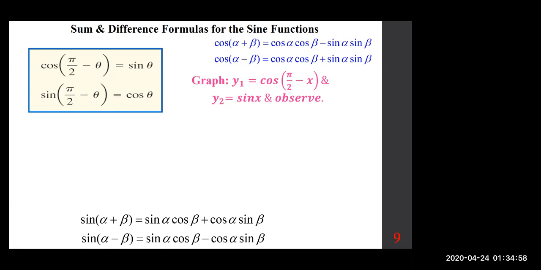In any event, so what comes next? Let's look at the proof for the first one. How would you write cosine of pi over 2 minus theta? You would use the second formula in blue, and you would write cosine of pi over 2 cosine theta, plus sine of pi over 2 sine theta. This is the second formula in blue. Is that right, everybody? Yes or no? Yes. All right. Can you tell me what's cosine of pi over 2?